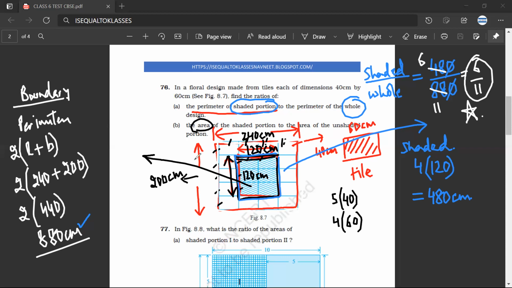So the breadth and length will be 120. So area will be 120 into 120. Shabash.